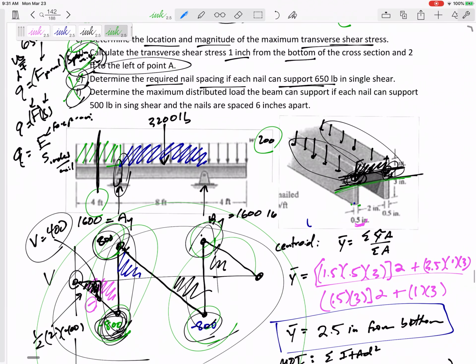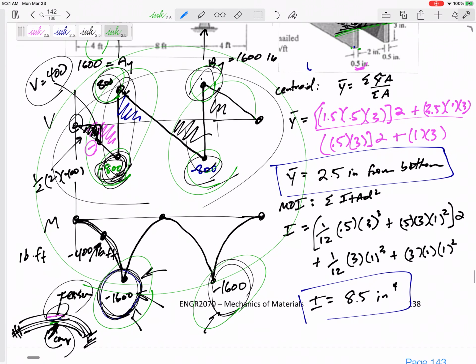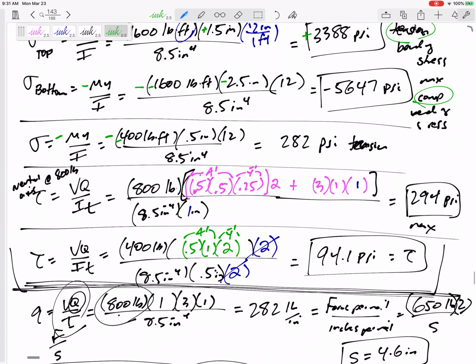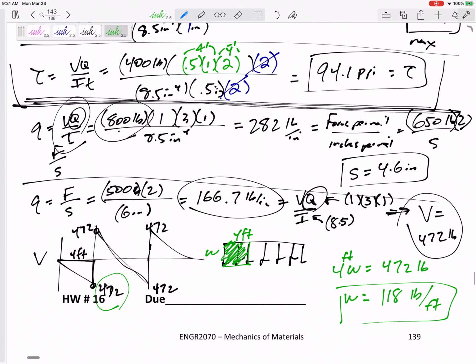So look back at that problem. Make sure you can draw shear moment diagrams. Hey, make sure you can calculate the centroid and the moment of inertia, especially if something is not symmetric. Makes it a lot harder. All right, and then calculate the maximum bending stress or the bending stress at a location, the maximum shear stress or the shear stress at a location.